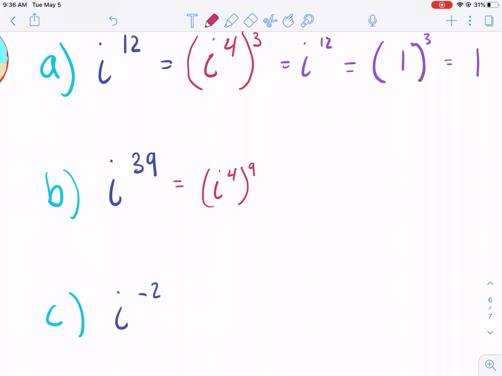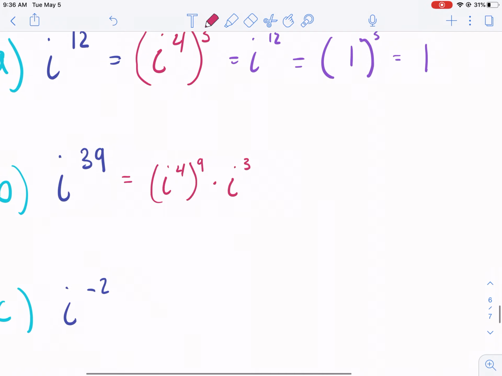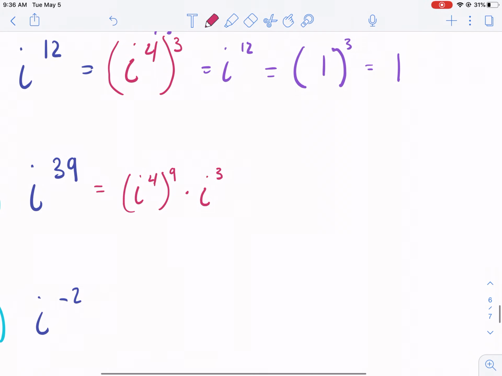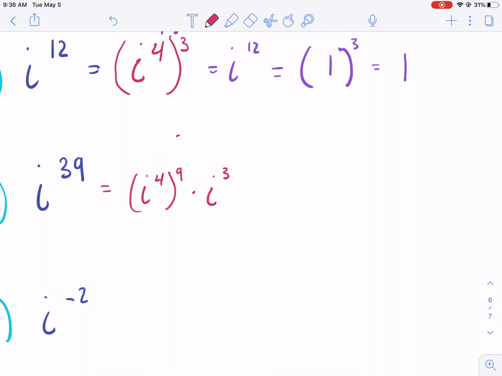Okay, but that doesn't get us all the way. We still need 3 added on. So we have to multiply by the same base, which is i, and then we raise that to the third power. This will give us 36, 4 times 9. And then we add the exponents. When we multiply like bases, we get 39. Okay, so this is the components broken down that will give us what we need to get to 39.